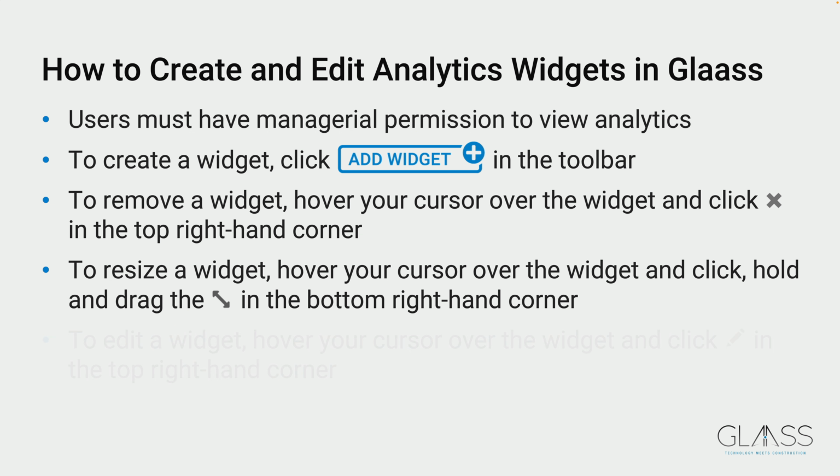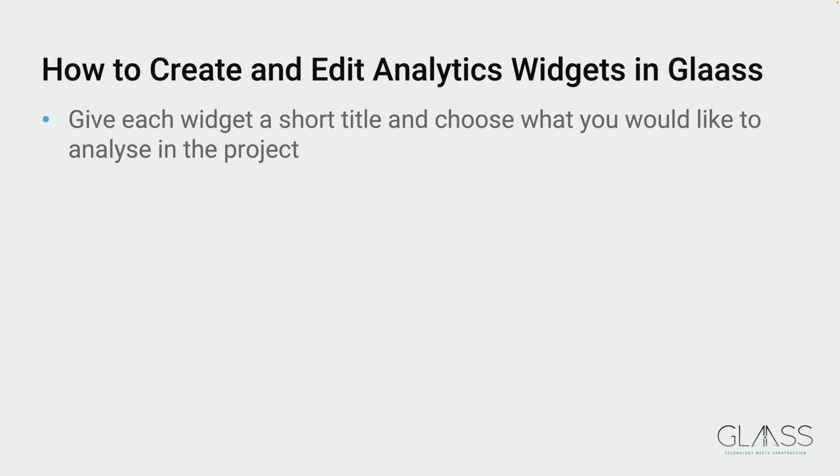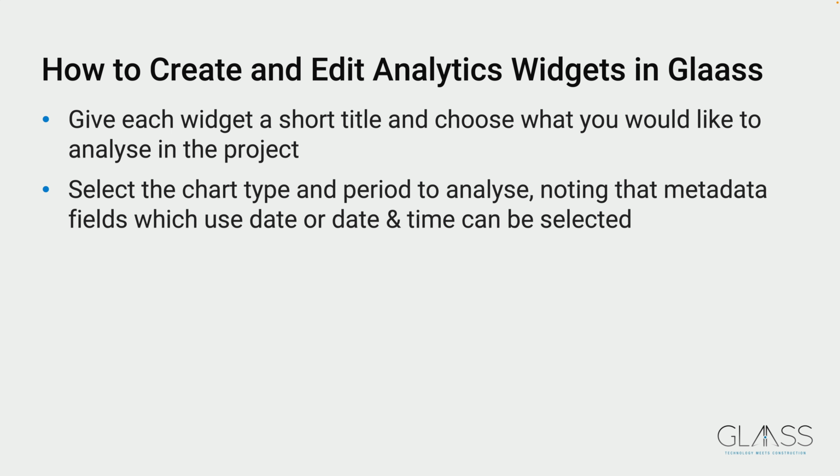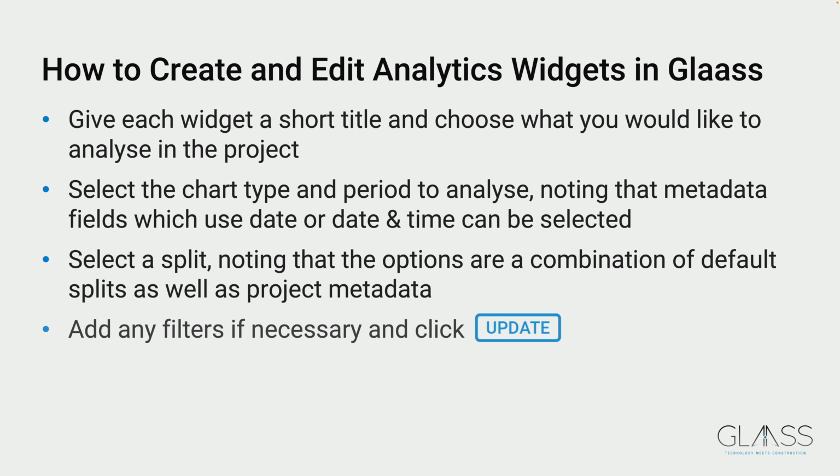To edit a widget, hover your cursor over the widget and click the pencil icon in the top right-hand corner. Give each widget a short title and choose what you would like to analyze in the project. Select the chart type and period to analyze, noting that metadata fields which use date or date and time can be selected. Select a split, noting that the options are a combination of default splits as well as project metadata. Add any filters if necessary, and then click Update.